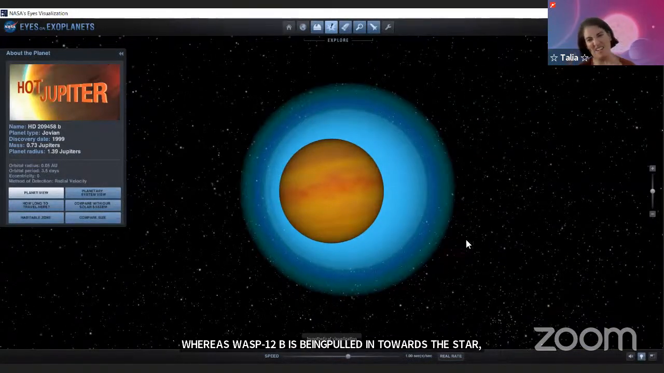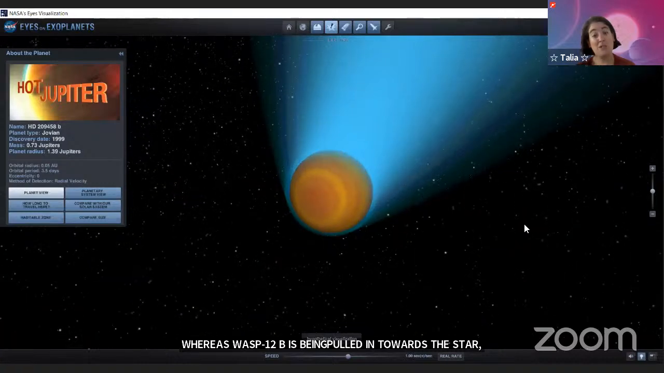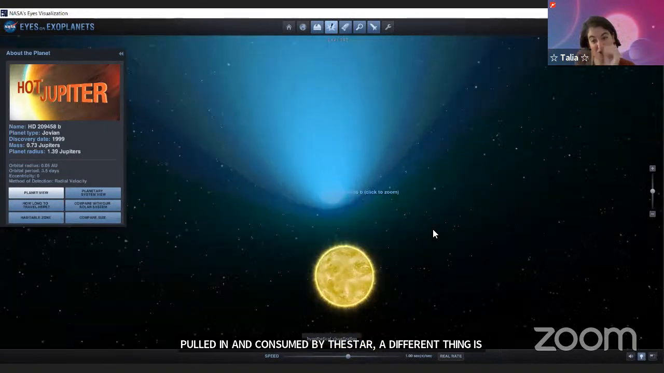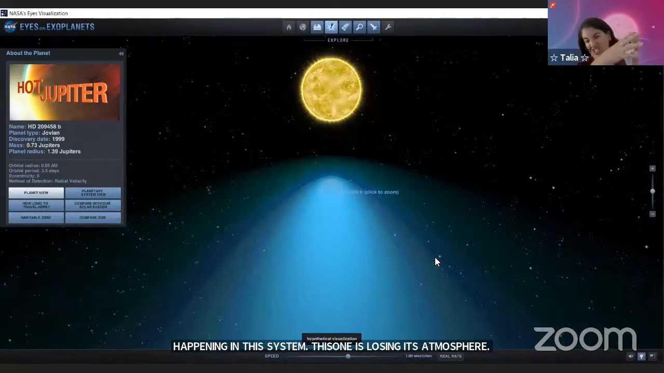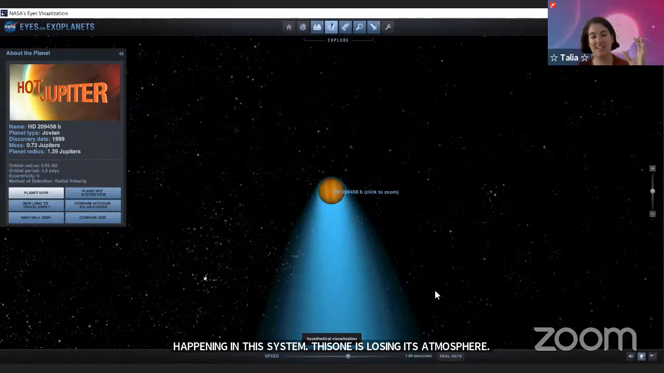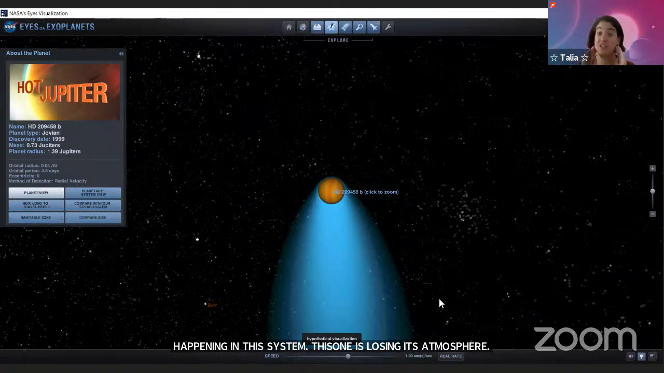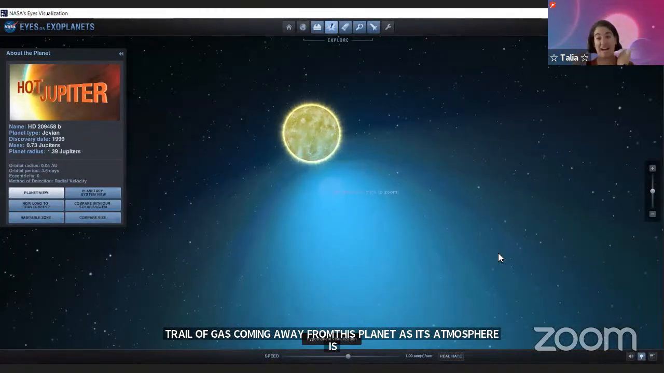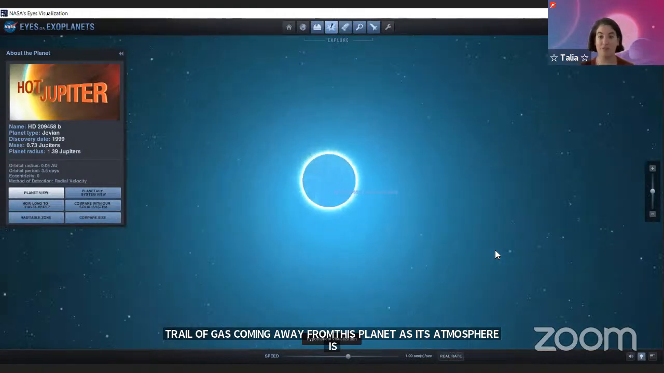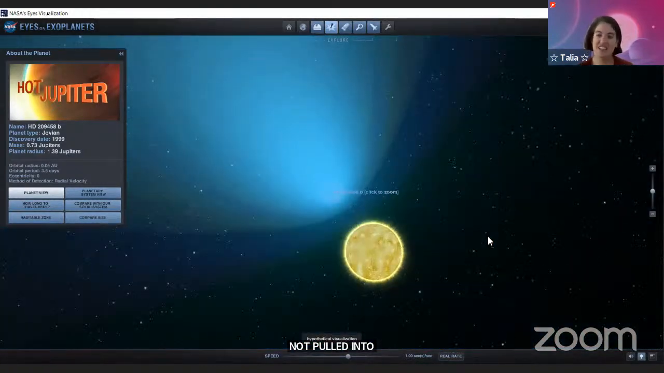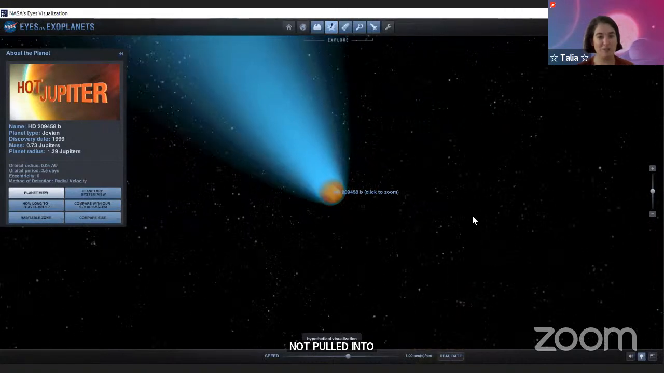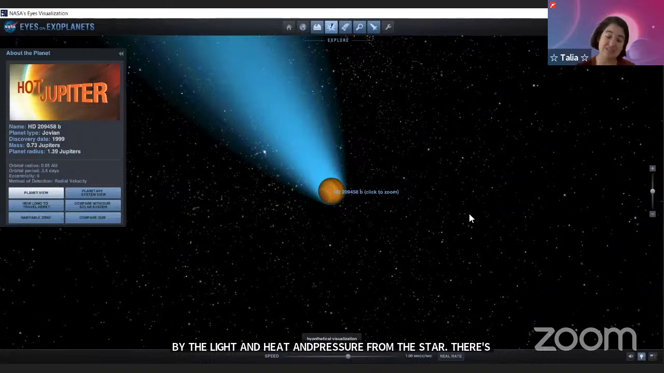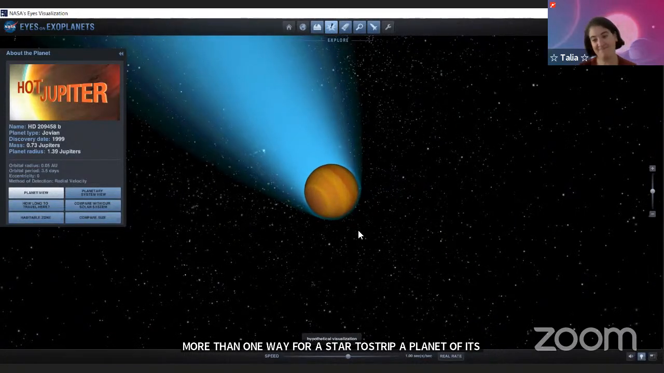Katie, can you fly us around this one a little bit? This one's losing its atmosphere. This one's star is actually pushing the atmosphere away. There is a trail of gas coming away from this planet as its atmosphere is not pulled in towards its star, but is slowly blasted away by the light and the heat and the pressure from its star. So there's more than one way for a star to strip a planet of its atmosphere, especially if you're a big close-in gas giant, which is not us, fortunately.